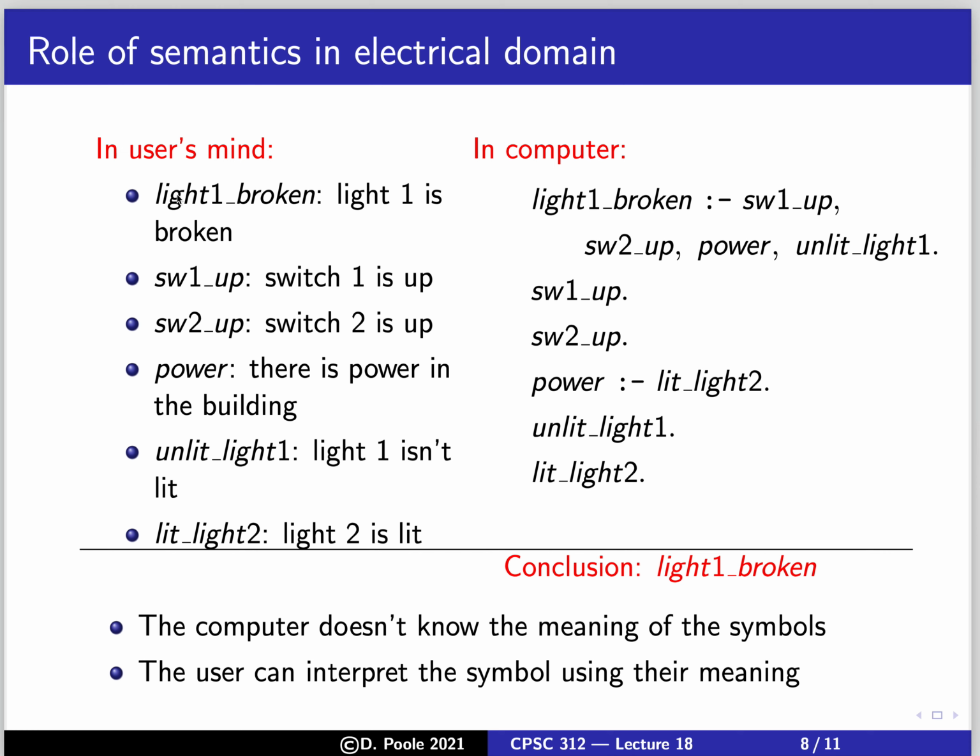Okay, so here's an example. In the user's mind, this is an atom, broken L1, and it has a meaning: light L1 is broken. And up S1 has a meaning: switch S1 is up.